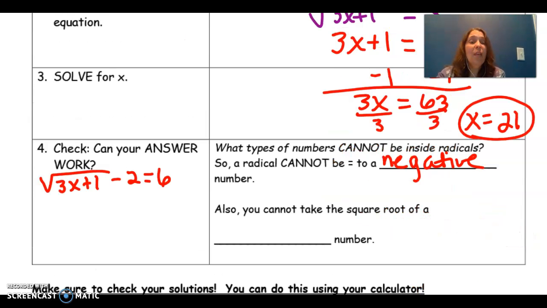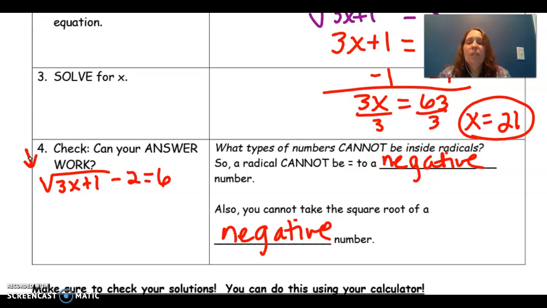And also, you cannot take the square root of a negative number. So having a negative either equal to a radical or underneath a radical in its final simplified form, both of those would cause trouble. All right, so checking your work, let's take a look at it over here.